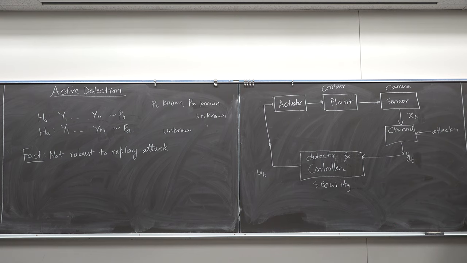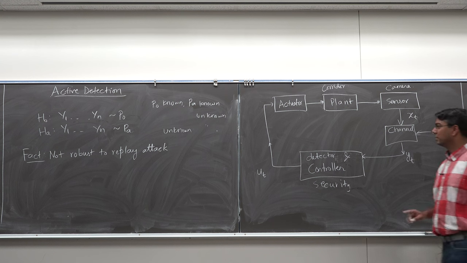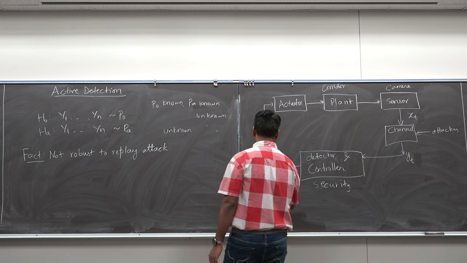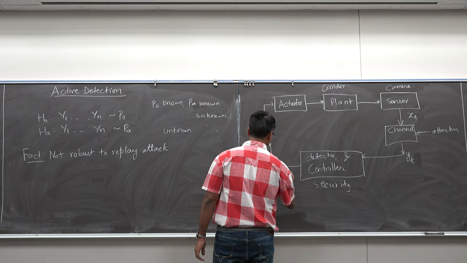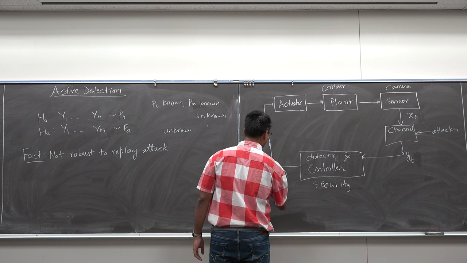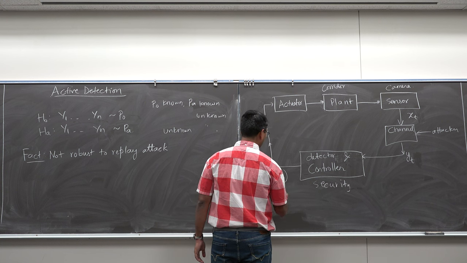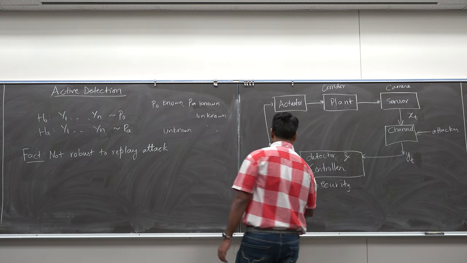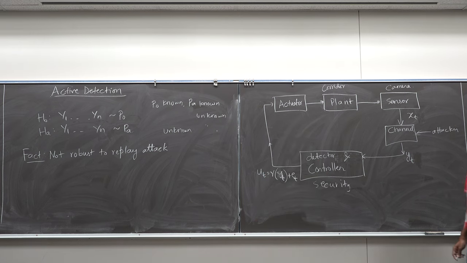So this kind of idea is known as dynamic watermarking. What are we doing in watermarking? We have the usual control strategy, or in this case, it's YT, because that's what the controller is observing. I'm going to add a small noise to the system.